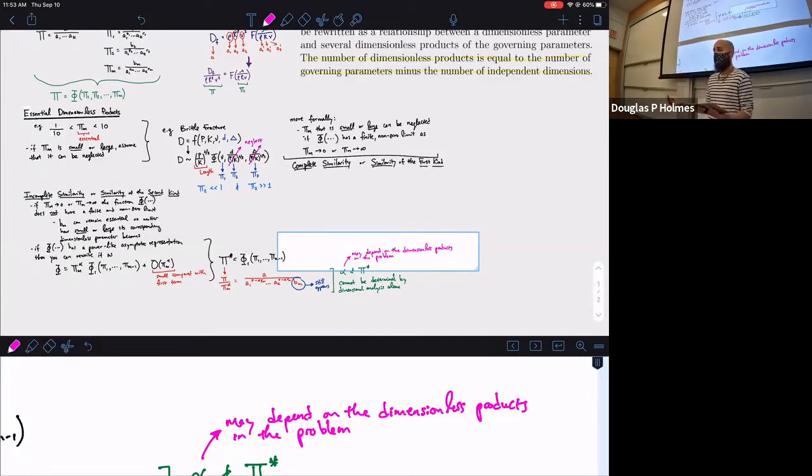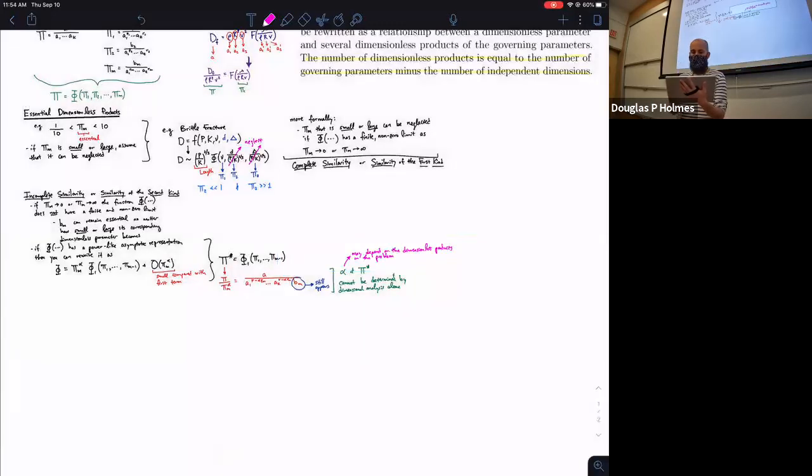You test it against something, experiments or simulations. If it doesn't work, you have a case of incomplete similarity. At that point, you can either try to formalize this and go into a more complicated approach to dimensional analysis, or you turn to a different way to model your problem, not relying on dimensional analysis alone. That's kind of a general recipe for this similarity analysis. Okay, so that general recipe is really what I want you to take away.